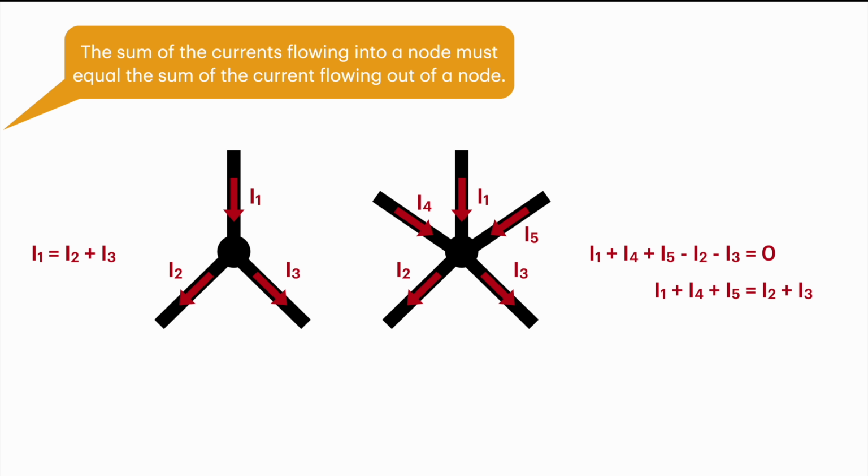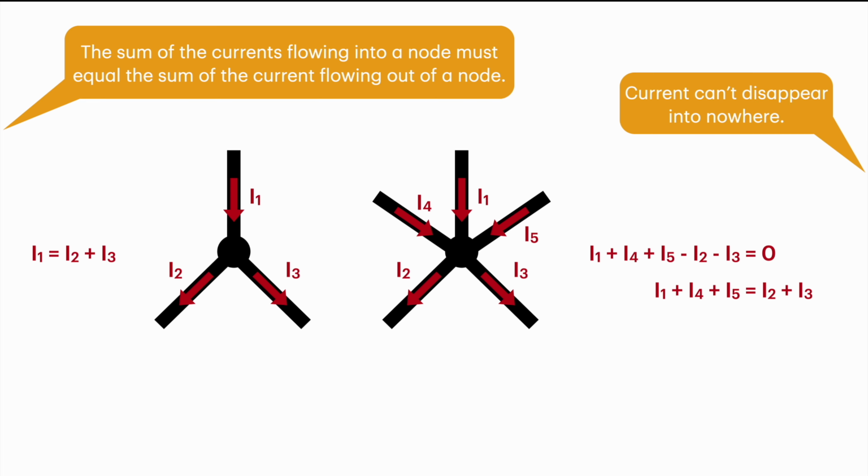So to sum it up in a more easy way, currents can't disappear into nowhere. And that's all that Kirchhoff's first law is saying basically. So it's pretty simple, and that's basically all you need to understand. But let's take it to an example to actually see how you can apply this in a circuit, because I think that's where it's getting a little bit interesting.